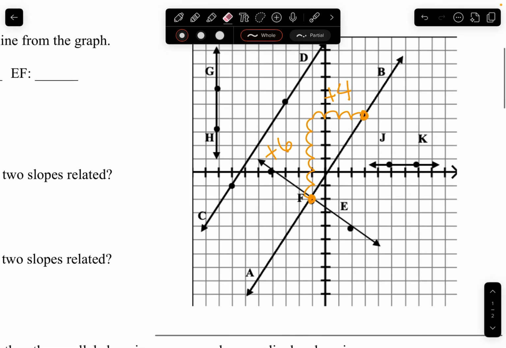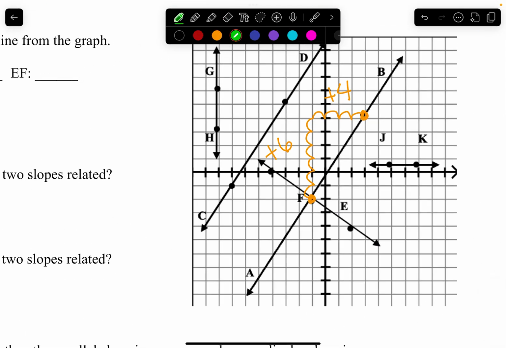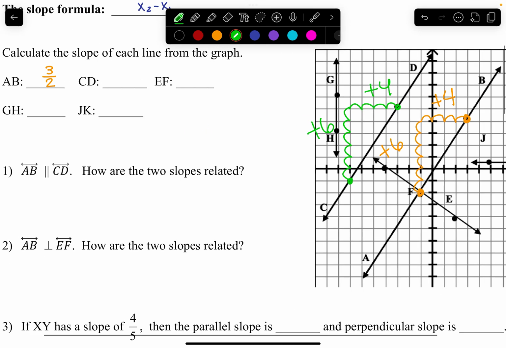Let's look at line CD. 1, 2, 3, 4, 5, 6. This is also a rise of 6. 1, 2, 3, 4. This is also a run of 4. We already know that simplifying that is going to give me 3 over 2.